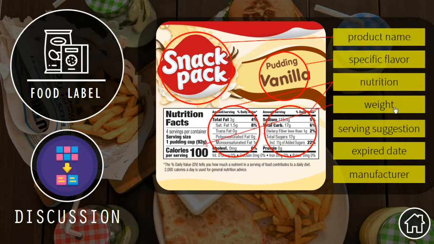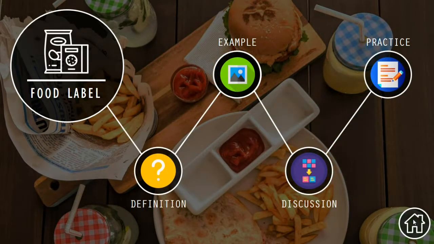The next information is dealing with the weight and the serving suggestion. Unfortunately, there is no information about expired date and manufacturer in this example. Of course, you can search for other examples from the internet about them. Finished with the discussion, let's move to the real deal.